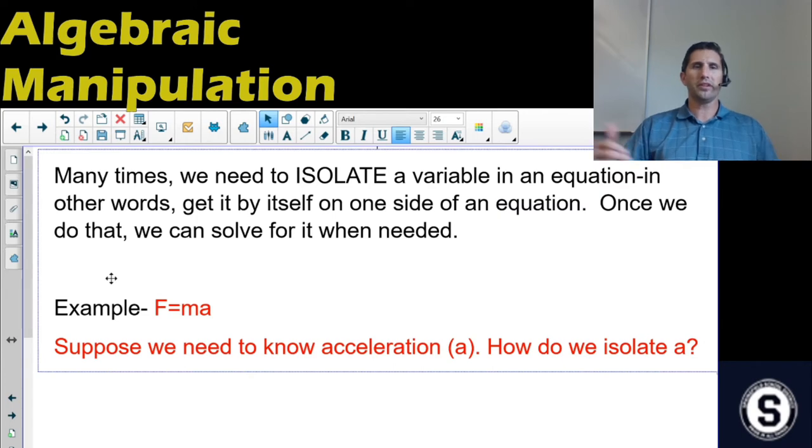So many times we need to isolate a variable in an equation. In other words, get it by itself on one side of the equation. Once we do that, we can solve for it when needed. So for example, suppose we have the equation F equals ma, but we need to know the acceleration. Maybe we measured the force, maybe we measured the mass, and now we need to solve for the acceleration. So how do we get the acceleration by itself? That's the question.